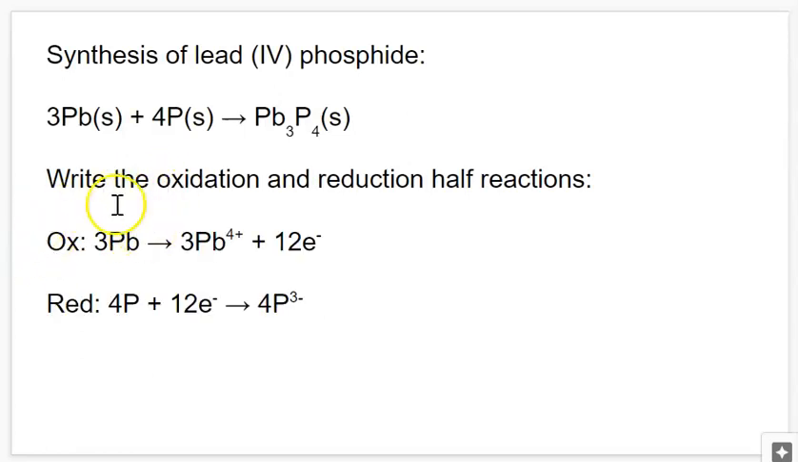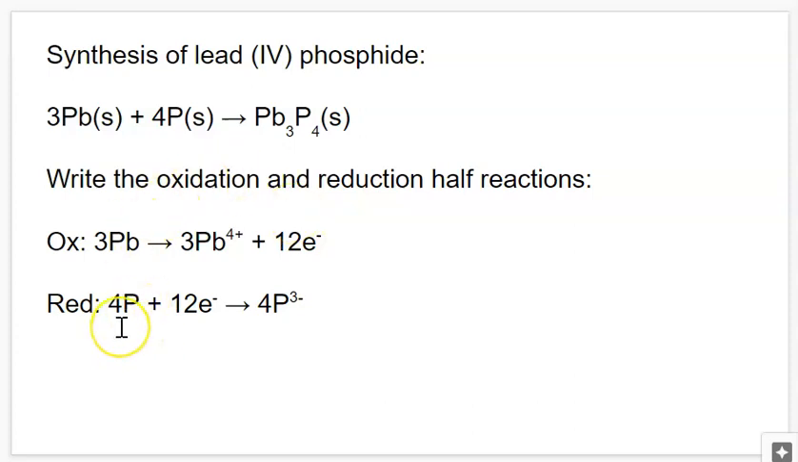So the lead is starting neutral and becoming lead 4 plus, which means it's being oxidized because it's going from a 0 charge to a 4 plus charge. So each individual lead atom is giving up 4 electrons. And since this is happening 3 times, that's a total of 12 electrons being lost by lead.